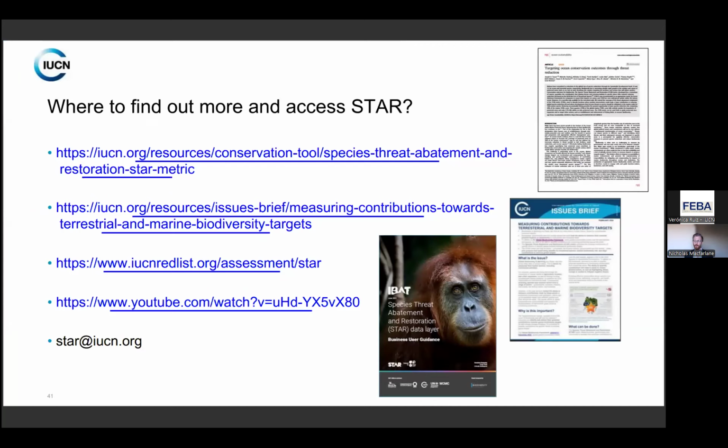Here's a slide to take a photo of if you want to find out more. There are guidance documents and infographics and issues briefs and YouTube videos, all describing STAR. There are specific guidance documents targeted towards governments and civil society that are being developed under the NAbSA project and will be available to all of you shortly. There's an email address there if you have specific questions, star@iucn.org.